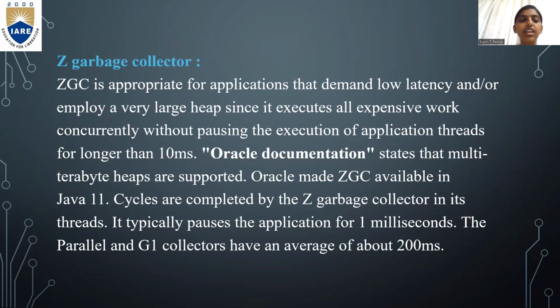Coming to the Z garbage collector, it is appropriate for applications that demand low latency and employ a very large heap, since it executes all expensive work concurrently without pausing the execution of application threads for longer than 10 milliseconds. Oracle documentation states that multi-terabyte heaps are supported. Oracle made the Z garbage collector available in Java 11. Cycles are completed by the Z garbage collector in its own threads. It typically pauses the application for 1 millisecond. The parallel and G1 collectors have an average of about 200 milliseconds.